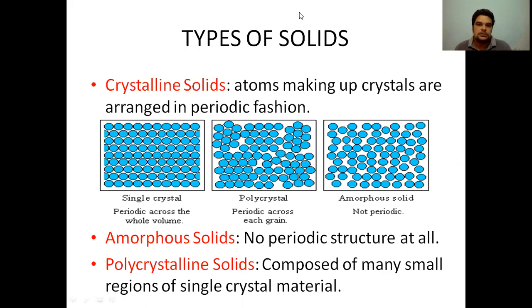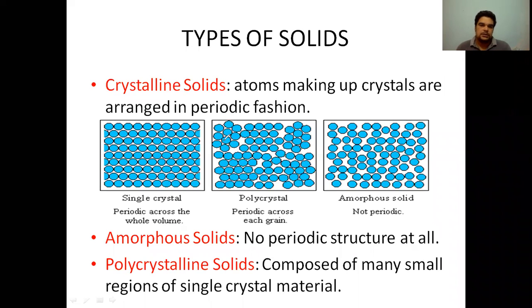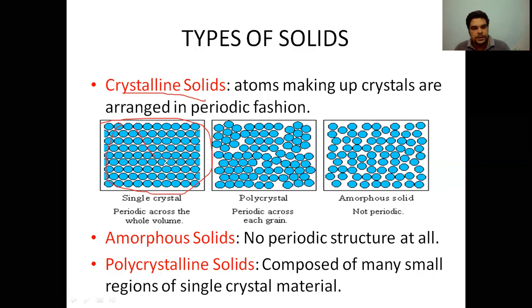So first of all, the types of solids depending upon the placement of atoms are crystalline solids, amorphous solids, and polycrystalline solids. Let us consider the crystalline solids. Crystalline solids are those solids in which atoms making up the crystals are arranged in periodic fashion. As you can see here, atoms are arranged in periodic fashion, so there is some periodicity.